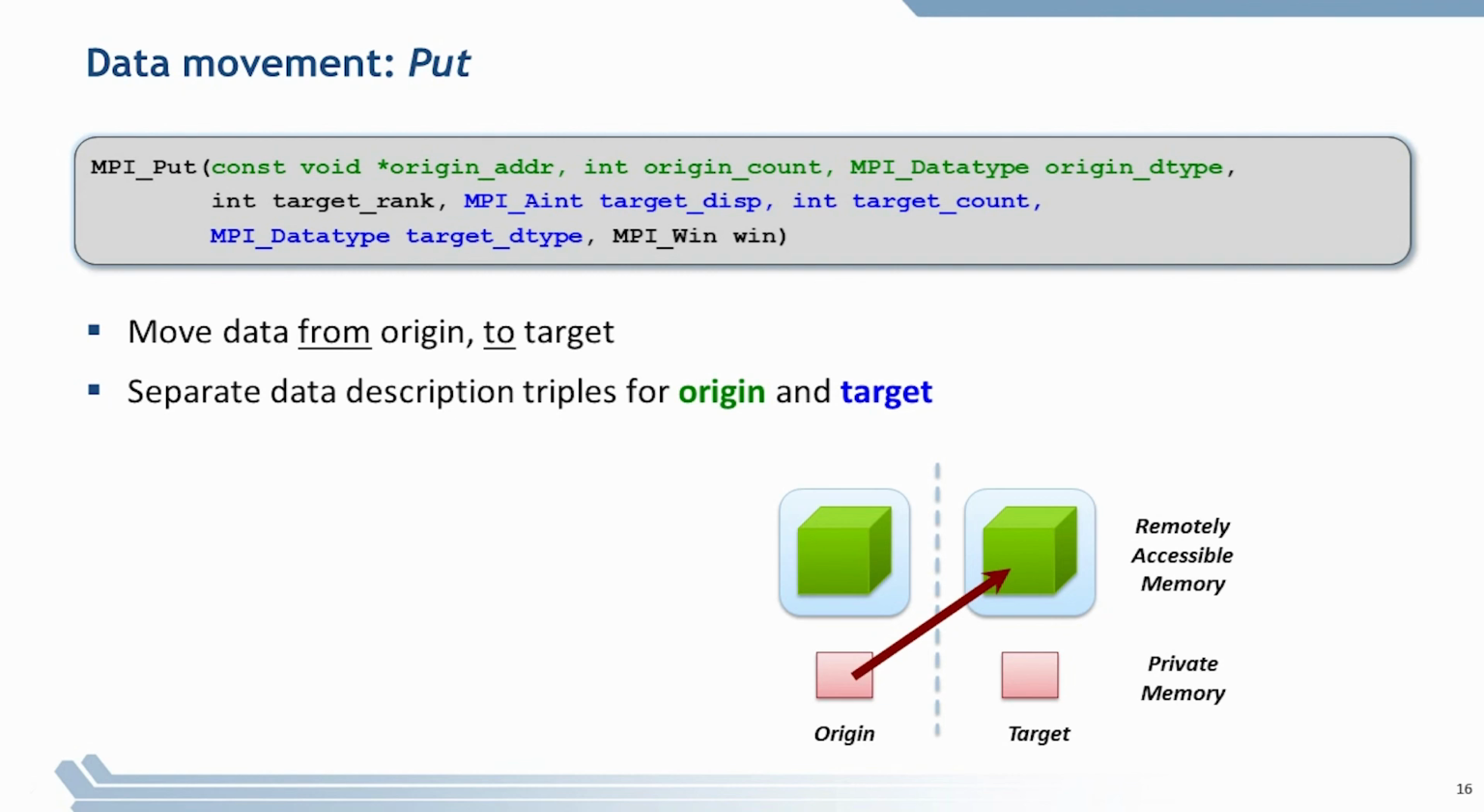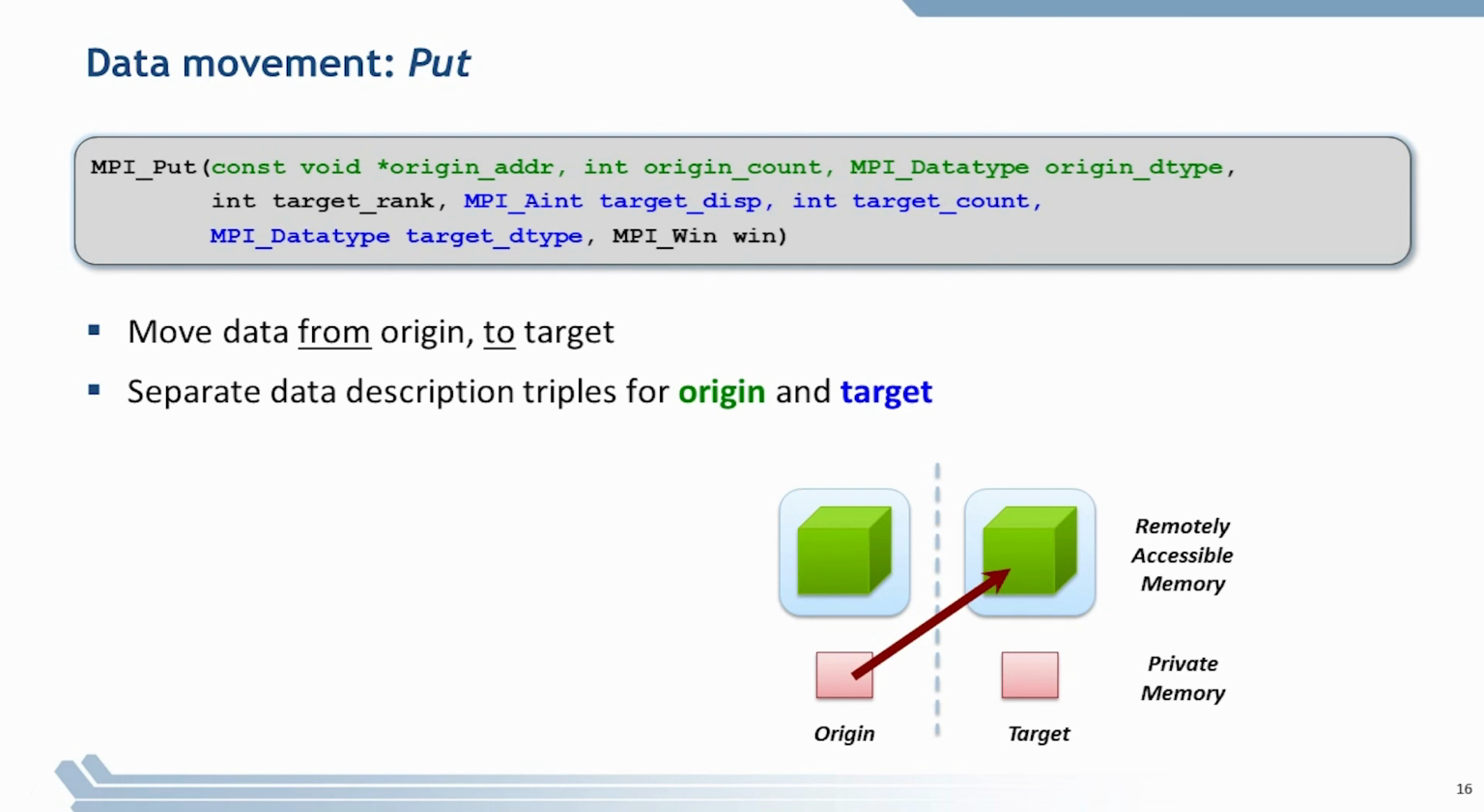Then there's a target count and data type that, like in a receive, specifies the data type that's used, if it's non-contiguous, how it's laid out, and then finally the window object. Okay. Now, that target displacement, now I can talk about the displacement unit.